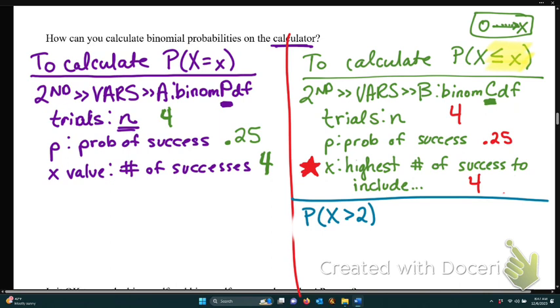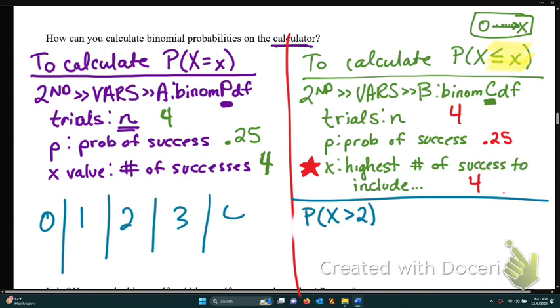So, if I am asking you for the probability in this situation, we've got 0, 1, 2, 3, and 4. If I'm asking you for the probability that x is greater than 2, what am I asking you for? 3 and 4 combined. So, how could I change that problem so that my calculator can handle it? What does all of this add up to? 1. Oh, you could do 1 minus.